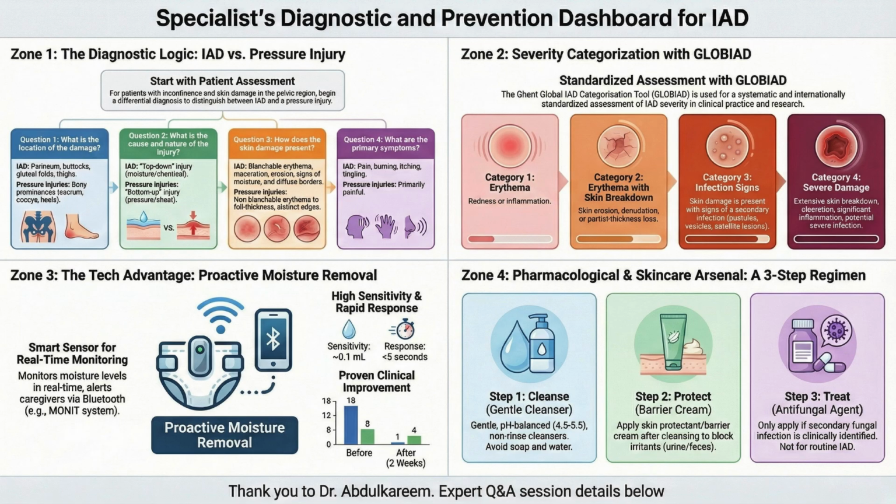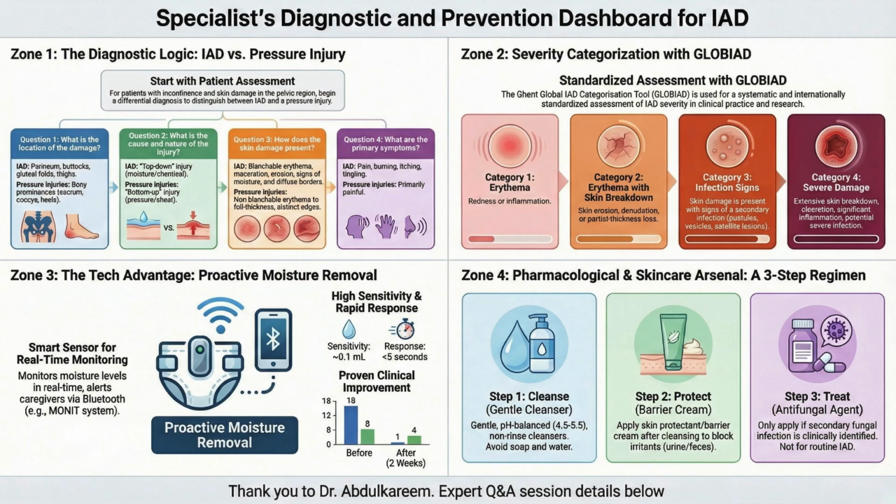And the location and shape? Also key, look at the margins. Pressure ulcers typically have very distinct margins. They're often circular or oval, located right over bony prominences. The sacrum, the coccyx, the heels, the loading points. IAD is diffuse. It follows the path of the moisture. It's in the skin folds, the perineum, the buttocks, what we call the kissing surfaces, where skin touches skin.